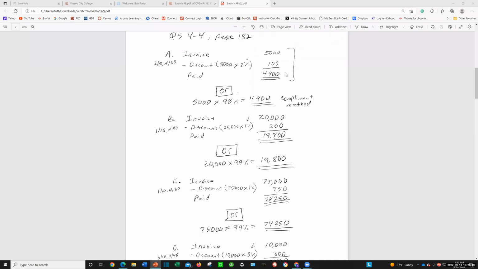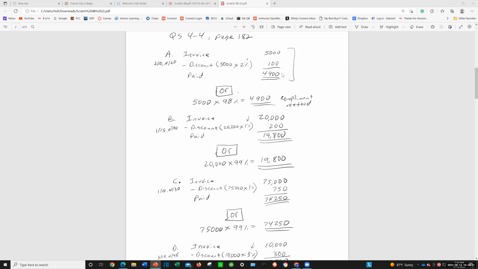Now, I like to use the complement method, and this is my value added. I don't think you get it in the textbook, but check this out. You know the invoice is 5,000, and you know that you're going to get 2% off. Well, that means you're going to pay 98% of it, right? 100% minus 2% is 98%. We're going to pay 98% of it. So 5,000 times 98% is 4,900. Boom. Quick. There's your answer.